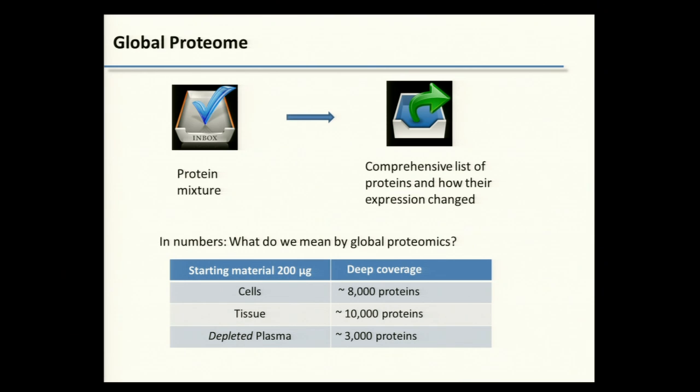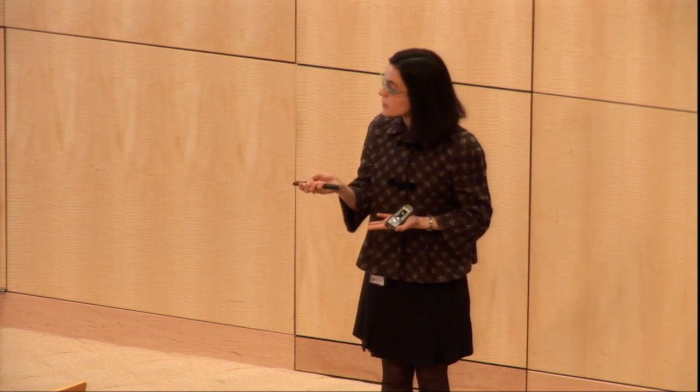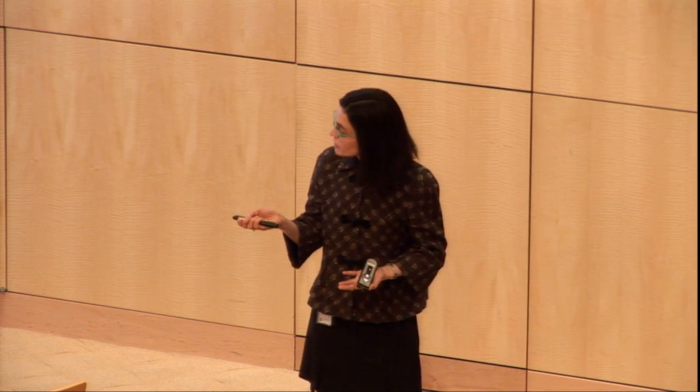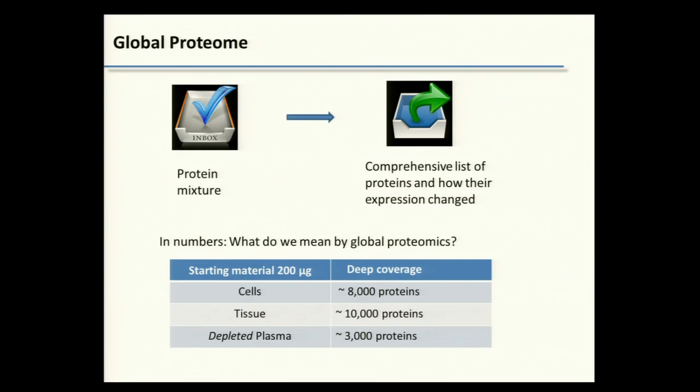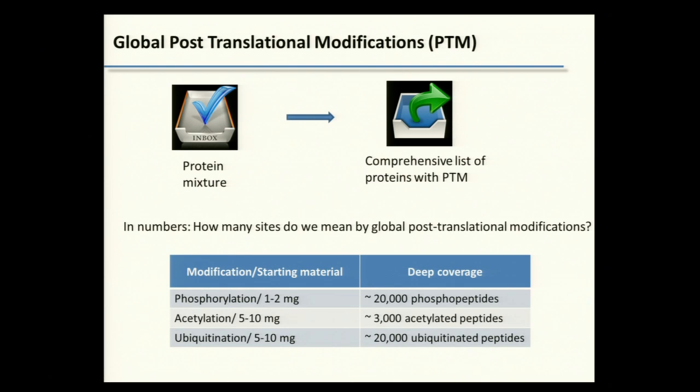Depleted plasma, and this is very important. When you're talking about biofluids, most of them, plasma, serum, they will have huge amounts of immunoglobulins and albumin. So again, the dynamic range problem. If you did not deplete those very abundant proteins, that's all you would be sequencing in your mass spec experiment. So if you start from about 200 micrograms of plasma that has been depleted of these components, you can end up with about 3,000 proteins being identified. When you're talking about global post-translational modification, again, you start with a protein mixture, and you end up with a comprehensive list of proteins with post-translational modifications.